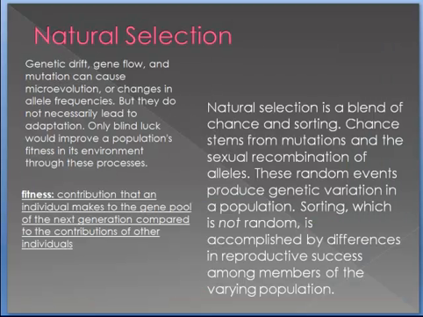Natural selection is one of the final mechanisms for microevolution. And natural selection is a blend of chance and sorting. The chance stems from the mutations and the sexual recombination of alleles. These random events produce genetic variation in a population. Sorting, which is not random, is accomplished by differences in reproductive successes among members of the varying population.